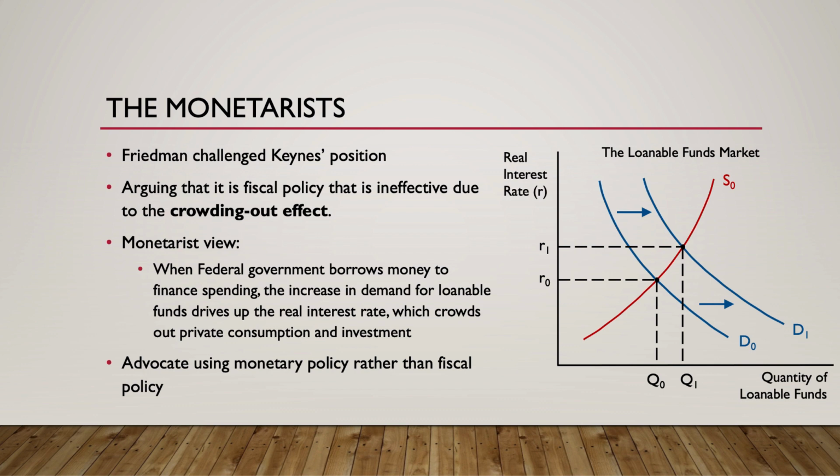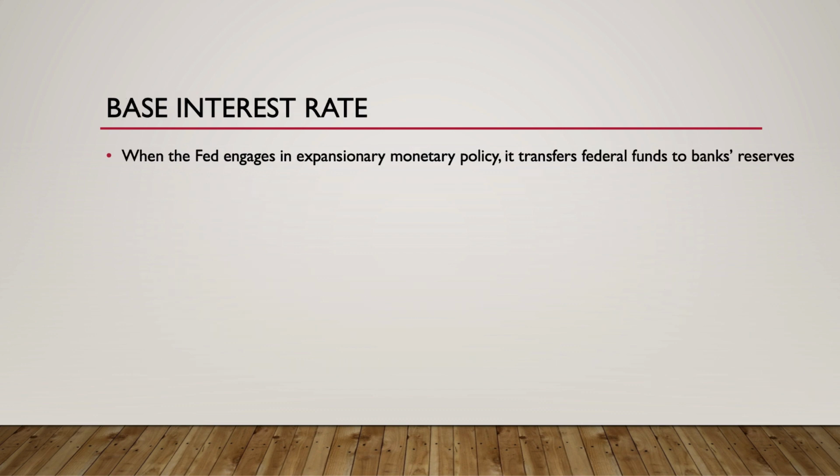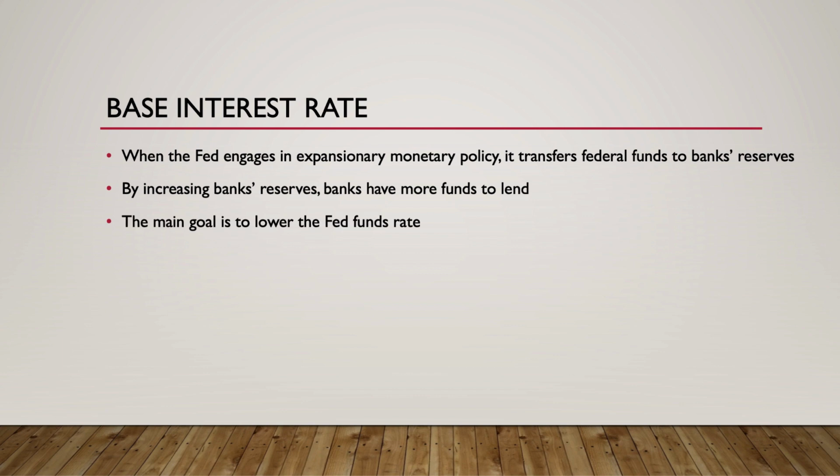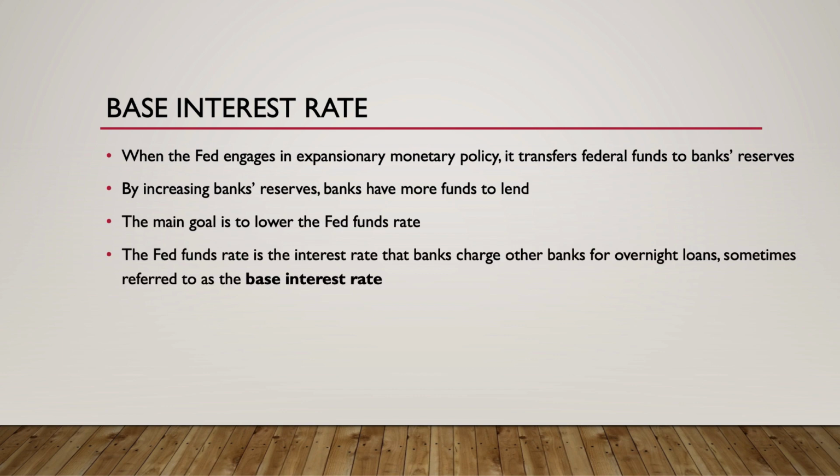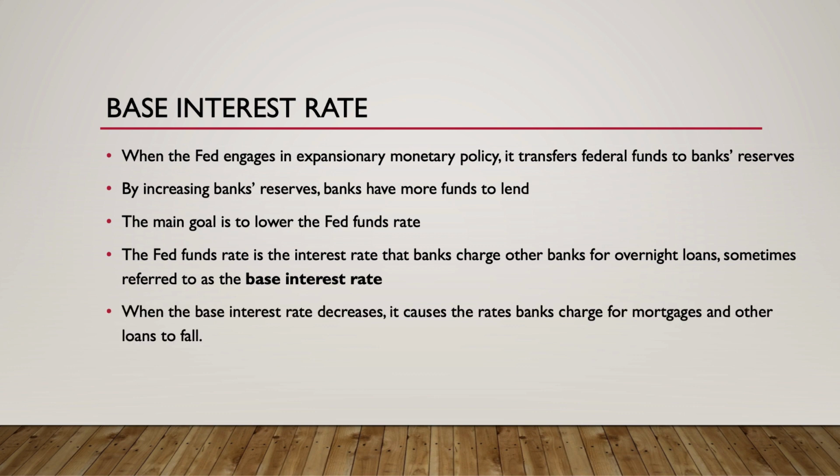the business cycle. You now know that when the Fed engages in expansionary monetary policy, it transfers federal funds to banks' reserves, and these funds are created out of thin air. By increasing banks' reserves, banks have more funds to lend. The main goal is to lower the Fed funds rate. The Fed funds rate is the interest rate that banks charge other banks for overnight loans, sometimes referred to as the base interest rate. When a country's base interest rate decreases, it causes the rates banks charge for mortgages and other loans to fall. When interest rates fall, individuals and businesses increase borrowing and spending, and aggregate demand increases.